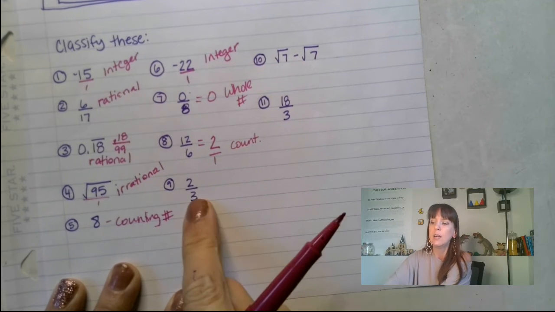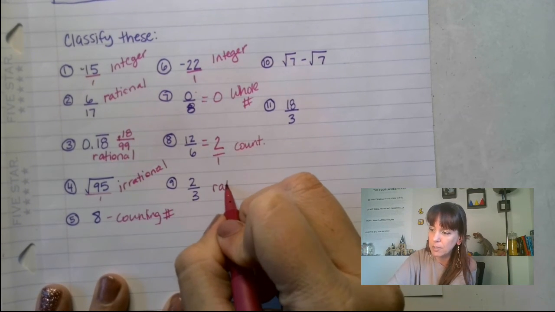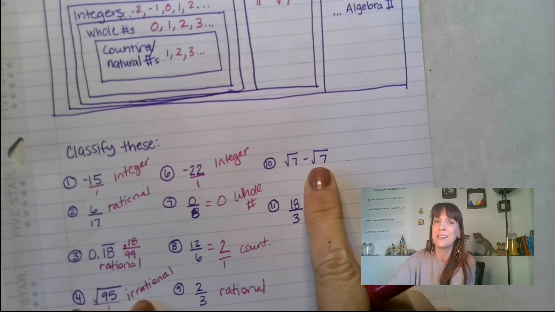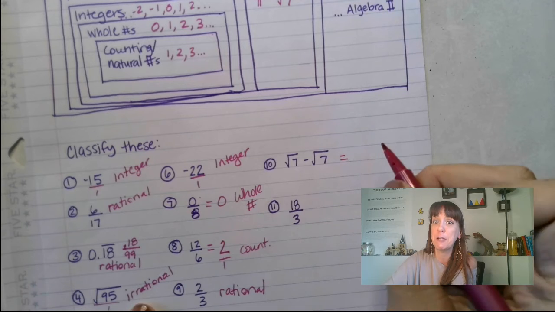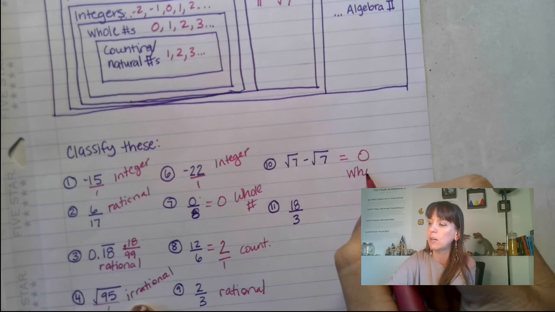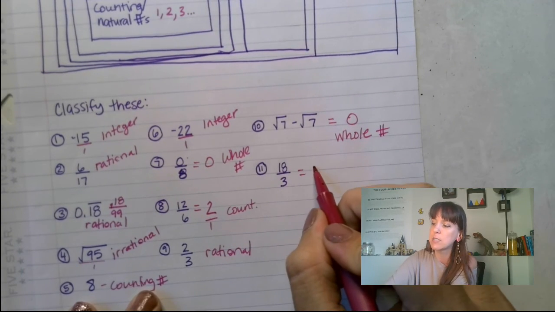Bam. Fraction cannot be reduced to anything else, so it is rational. Rational. Square root of 7 minus square root of 7 we know is 0, and the only time we can use whole numbers is when it's 0. Whole number.